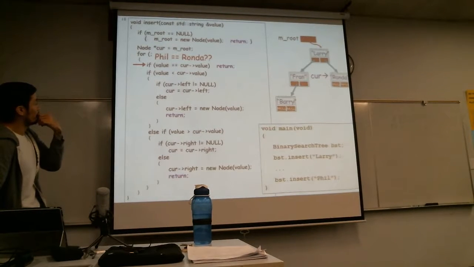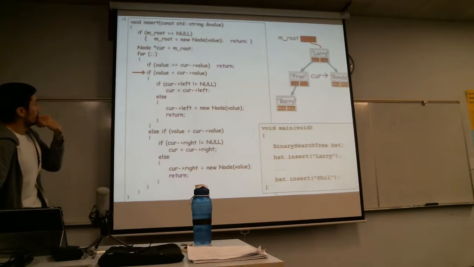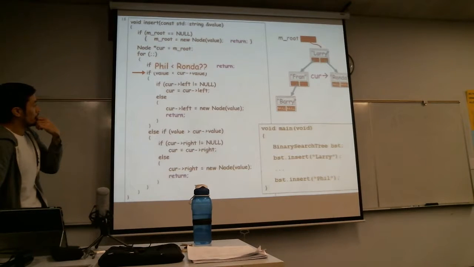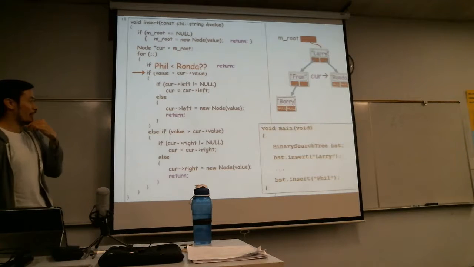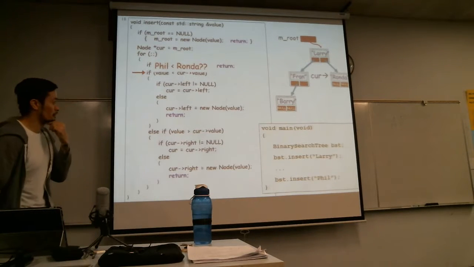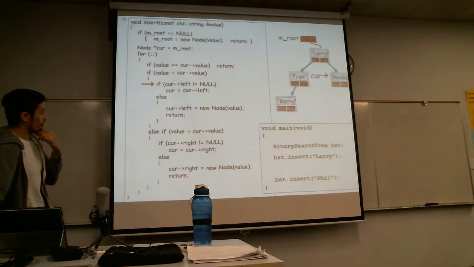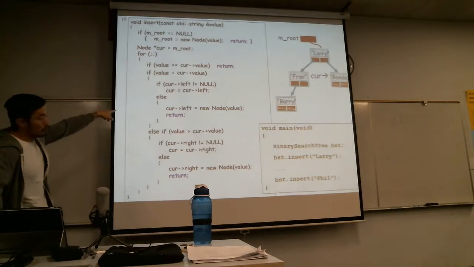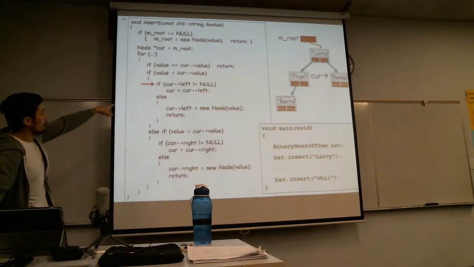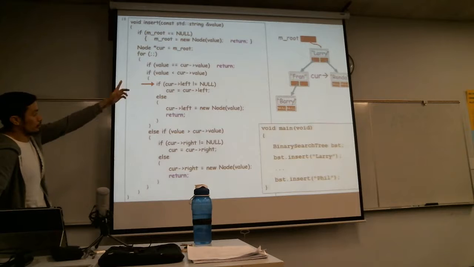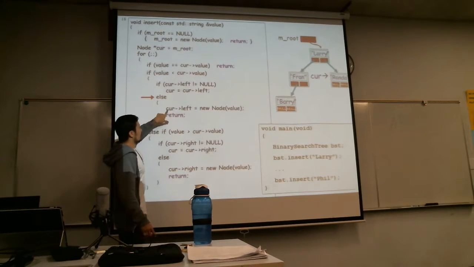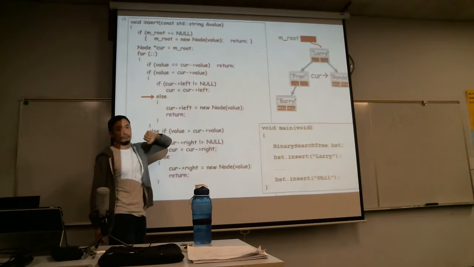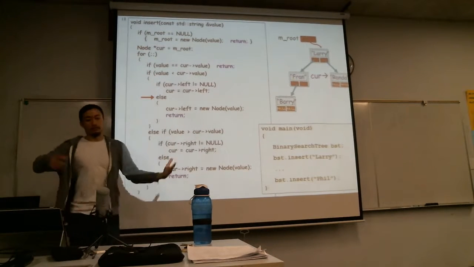Is Phil Rhonda? No. Is Phil less than Rhonda? I am hearing conflicting answers. But I heard two yeses to one no, and so the majority wins. Phil is less than Rhonda. And so we go through the process where we ask, is Rhonda's left child null? Yes, and you just look at the picture. And so that means we don't traverse any further. We simply add a new node in which Phil resides.